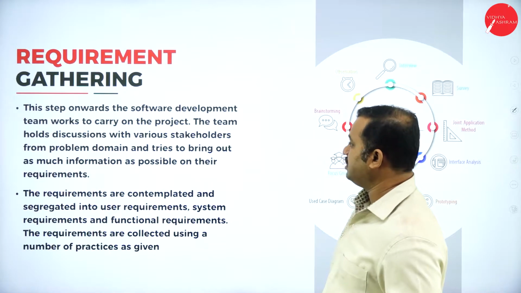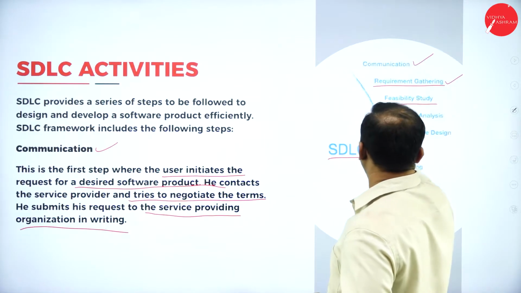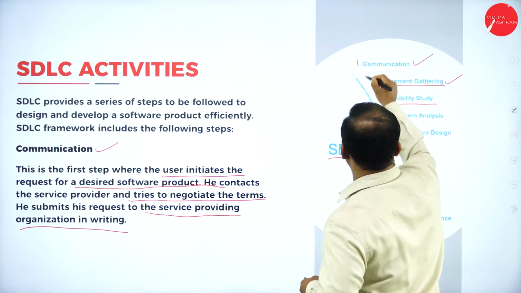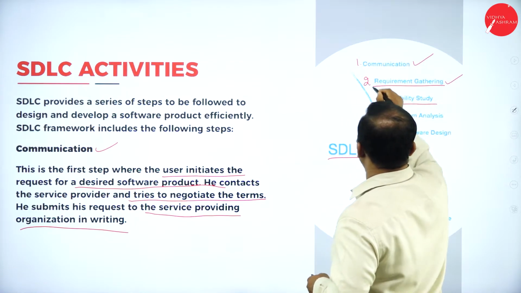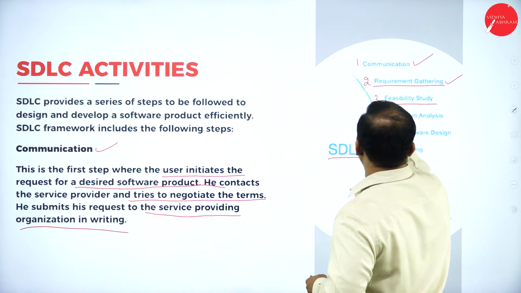That is, you will see here. Requirement gathering. See here. Communication is the first step. Second one is requirements gathering. Third one is feasibility study.